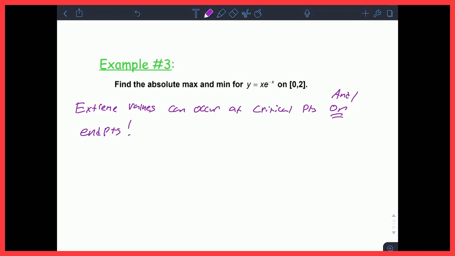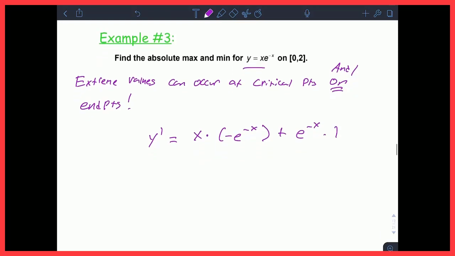Well, in order to check critical points, of course, we need a derivative. So let's find the derivative of this thing. The derivative uses the product rule here. So it would be first times derivative of the second, which would be negative e to the negative x, plus second, which is e to the negative x, times derivative of the first, which is 1. So if I factor out a positive e to the negative x, I'm left with negative x plus 1. Okay?